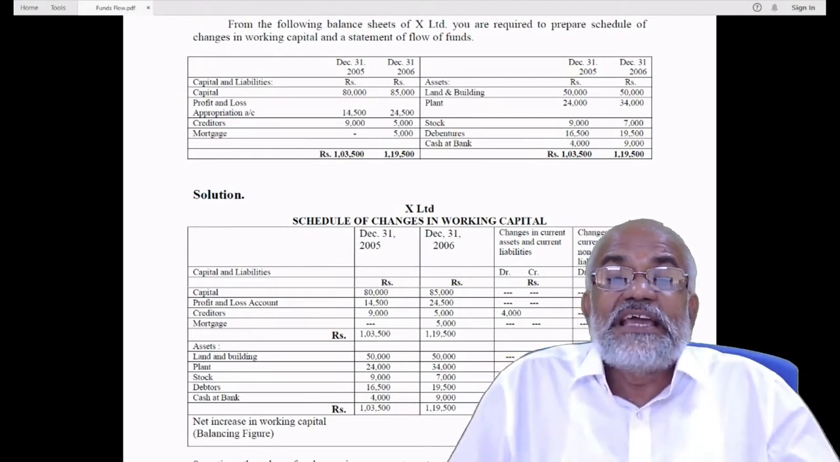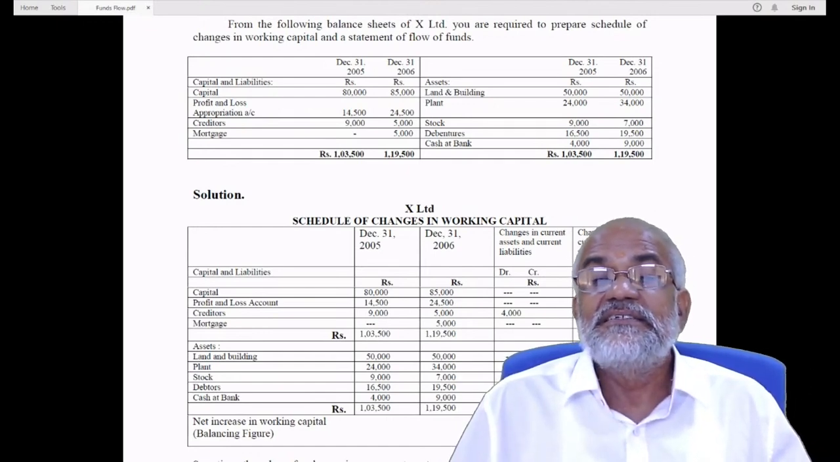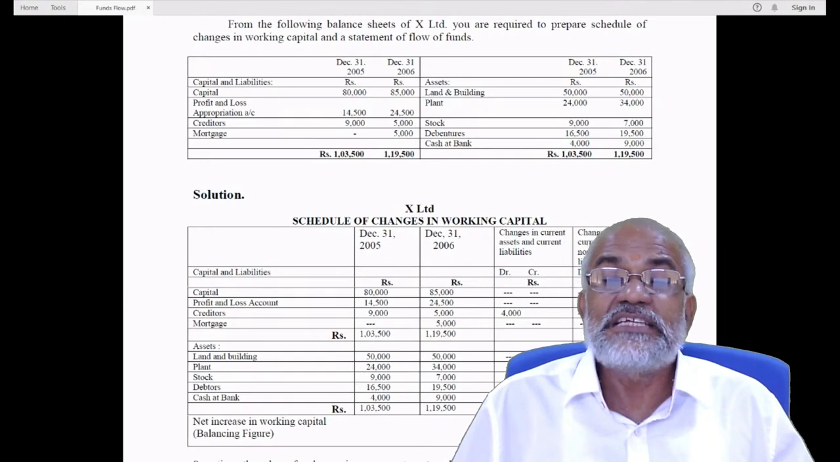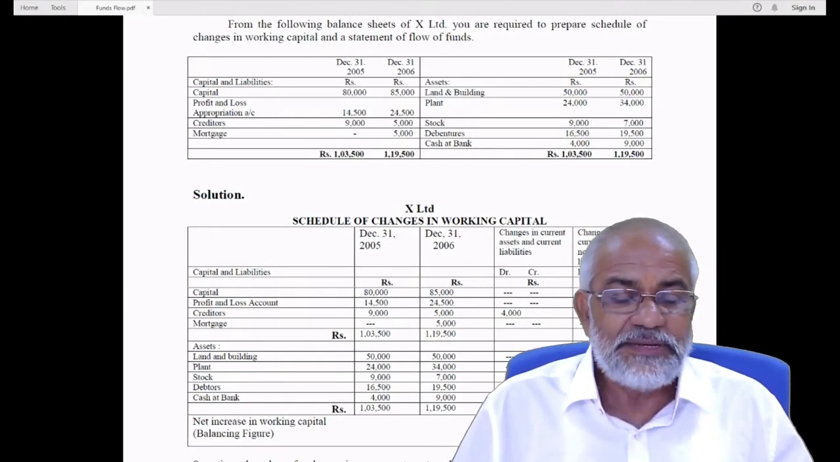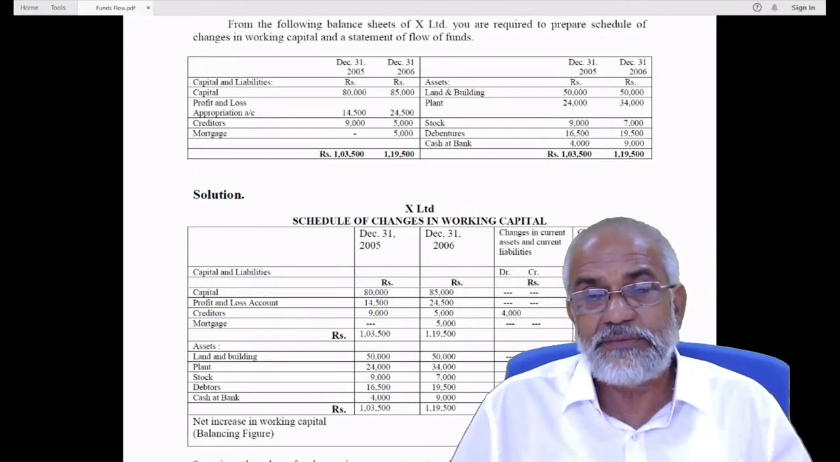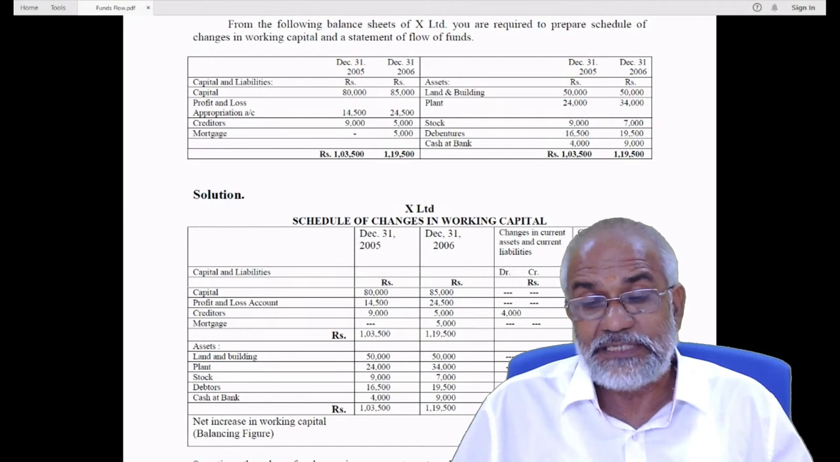So liability was 9,000 at the beginning and 5,000 at the end, which means it has decreased by 4,000 rupees. When a liability increases, it has to be credited, because liability shows a credit balance. But when liability decreases, it must have been debited.